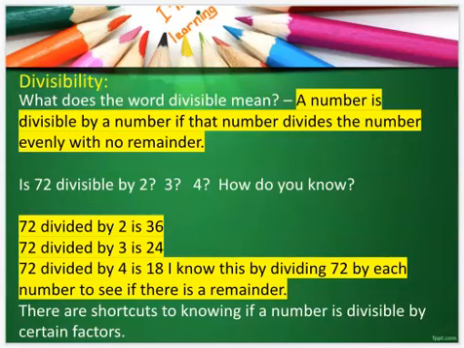The word divisible means a number is divisible by another number if that number divides the number evenly with no remainder. So, is 72 divisible by 2? Yeah, it's equal to 36. 72 divided by 3 is 24. 72 divided by 4 is 18. I know this by dividing 72 by each one of the numbers to see if there is a remainder. But there are shortcuts to knowing if a number is divisible by certain factors.